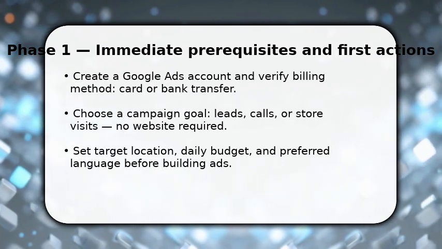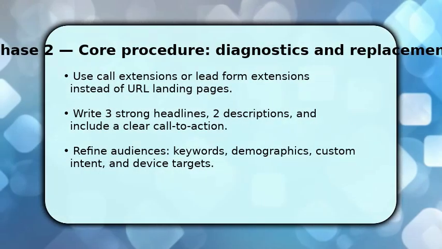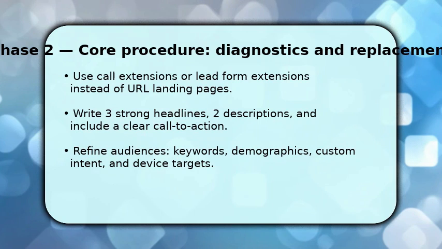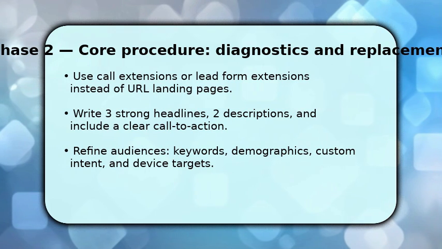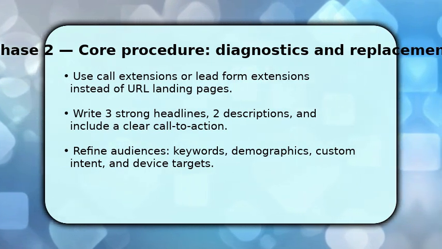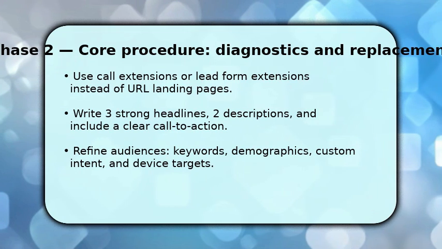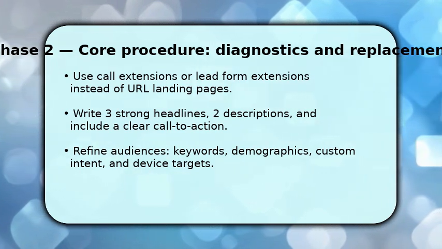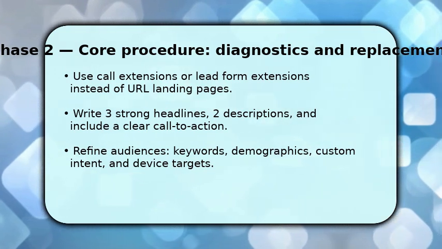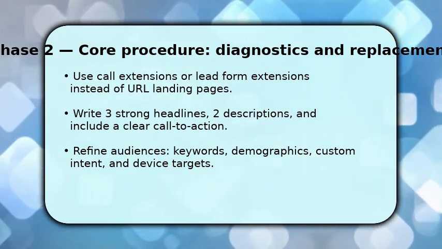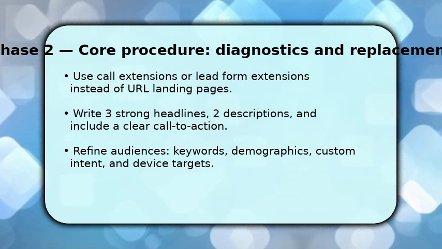Now you craft the ads and targeting. Use call-only or lead form ad types so clicks convert without a site. Add call extensions and business hours. Write 3 headlines and 2 descriptions that state benefits, price, or urgency, and include a clear call to action like call now or request quote. Then refine audience signals. Select keywords, custom intent audiences, and device targeting to prioritize mobile calls.